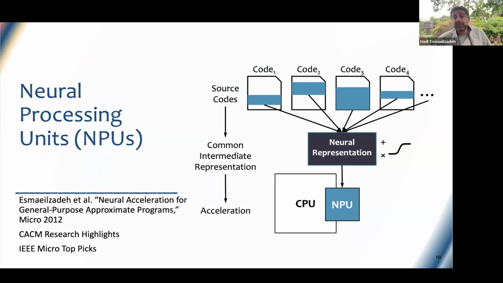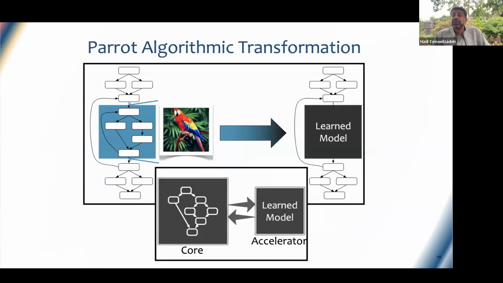The idea was that one of the ways we may be able to continue performance scaling is by hardware-software specialization, using some property of the applications where you can compromise a little bit of the accuracy of the computation to gain disproportionate performance and power efficiency from that specialization. Neural networks are known to be world-class function approximators. How about I take regions of code, learn them with a neural network, and then replace that region of code with a neural network accelerator, which is tightly coupled with the CPU.